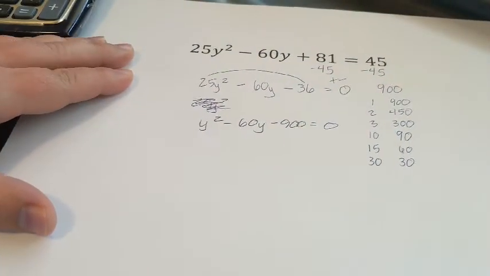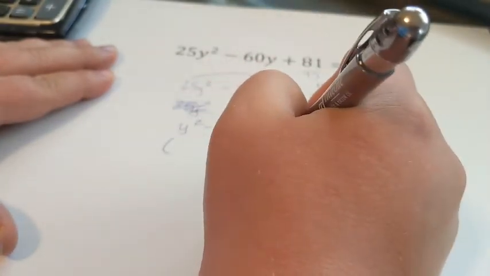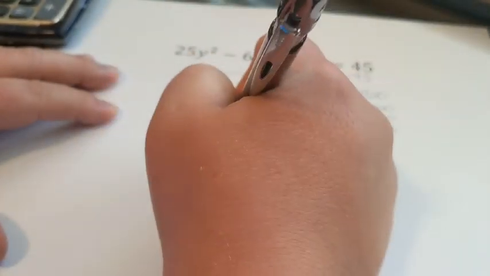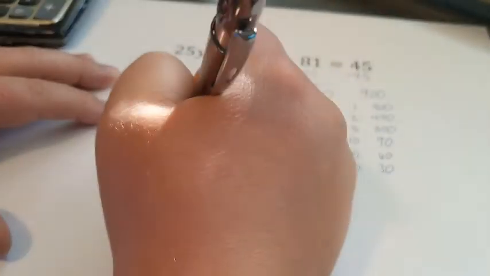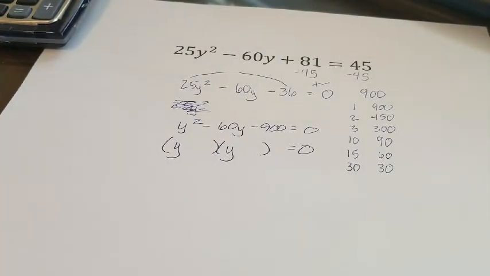Okay, so then we factored the 900. We got 30 and 30. So we'll multiply. So we're going to go y. So, nope, it can't be 30 and 30. Let's see.